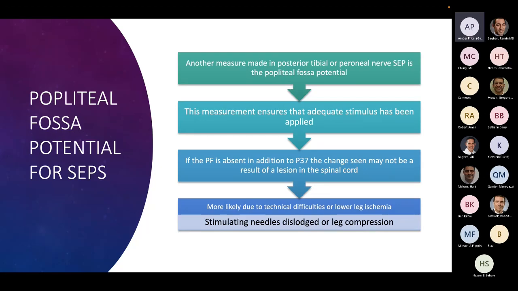If the popliteal fossa potential is absent in addition to the P37 change, then it's not typically a result of a lesion in the spinal cord. It's more likely due to technical changes most often, and so it can be from the stimulating needles being dislodged. You can ask the neuro team about this if you're having difficulty picking up that P37.